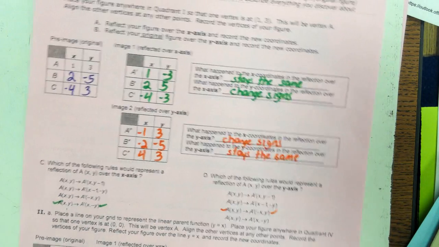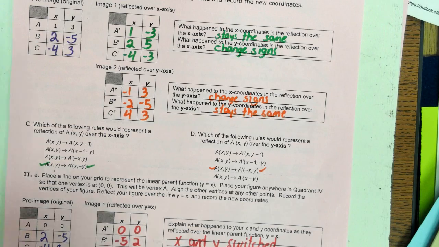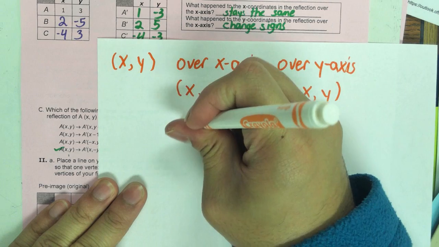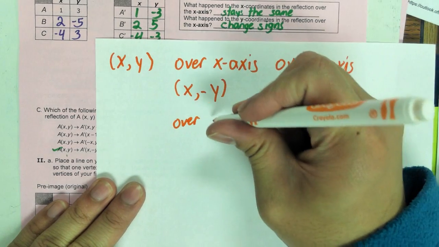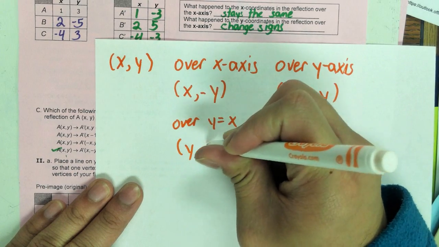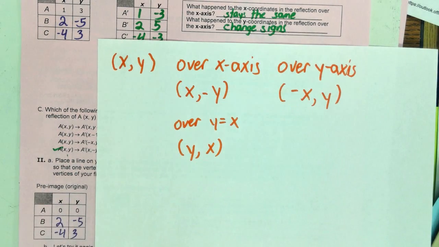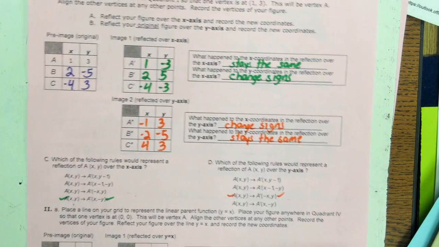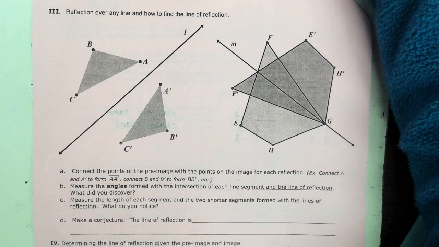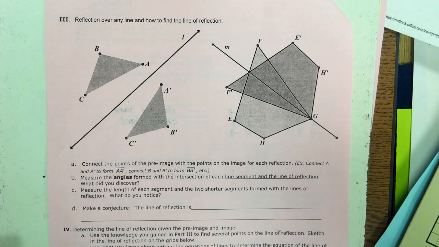Alright. So going over here, when we reflect over y equals x, the x and the y switch. Alright, we have one more rule to figure out. Next part, before we figure out our last rule, is to determine the line of reflection. How can we find the line of reflection? What kind of special properties does it have?